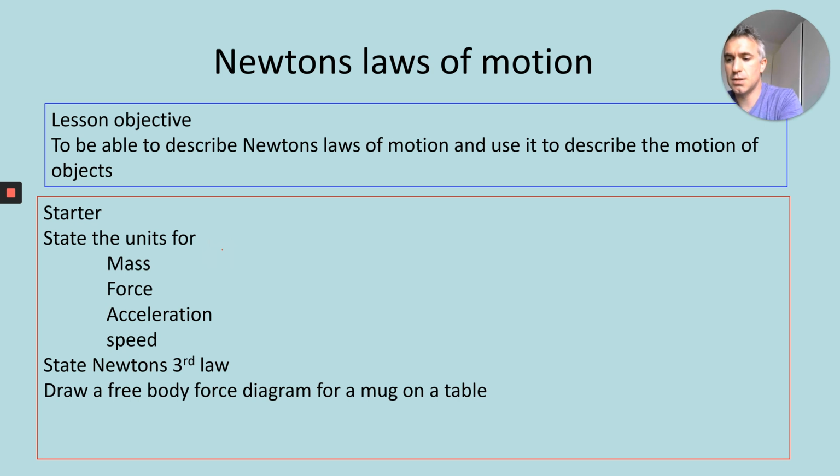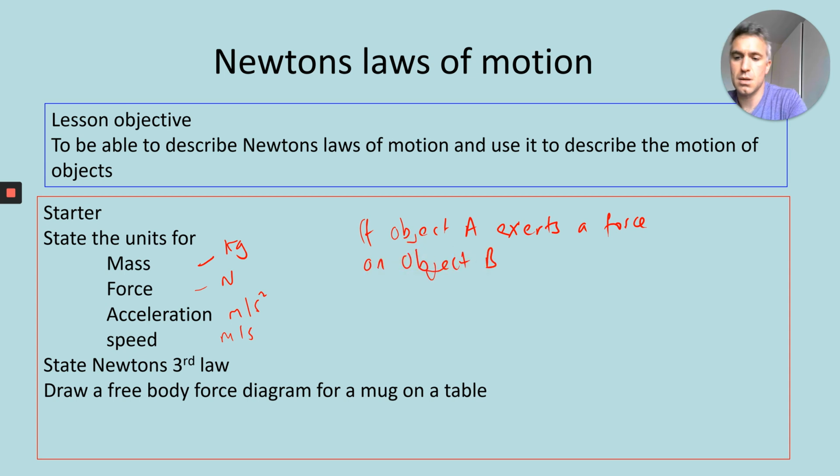The units for mass are kilograms. The units of force are newtons. The units of acceleration are meters per second squared. And speed is meters per second. Newton's third law: if object A exerts a force on object B, object B exerts an equal and opposite force on A.